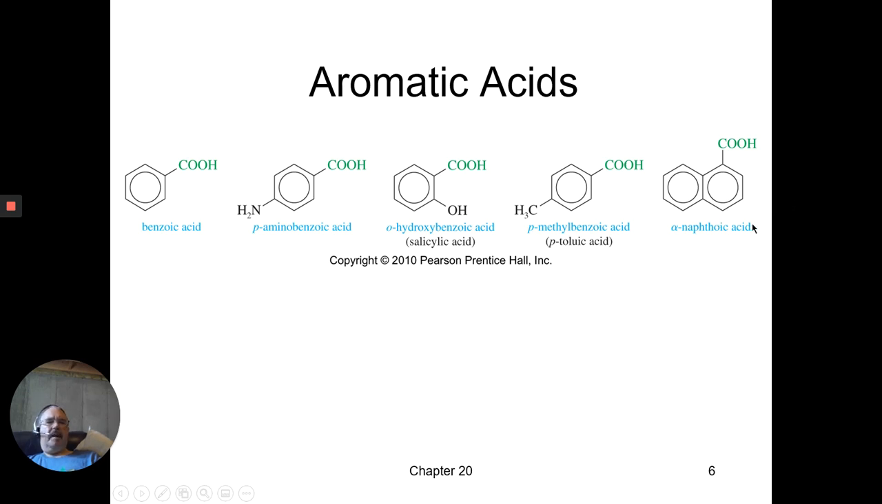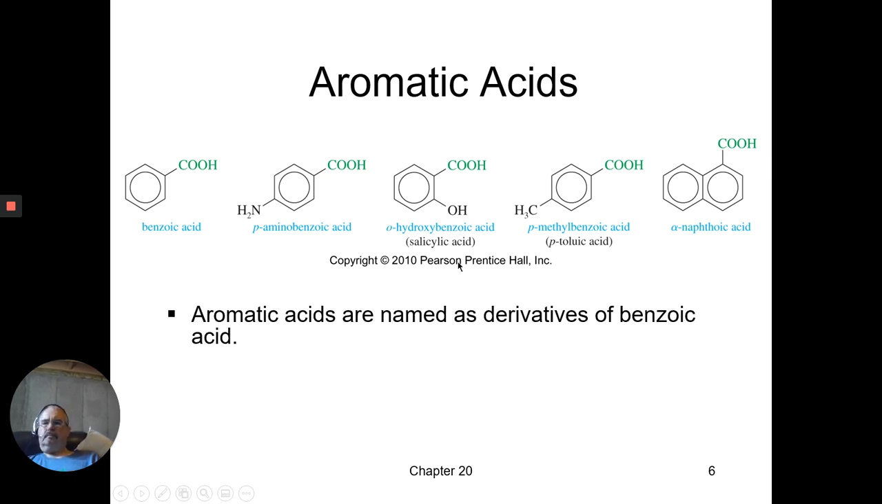Okay, this is alpha-naphthoic acid. In the IUPAC, it would be 1-naphthoic acid. The other isomer you could have would be 2-naphthoic acid, which would be here.